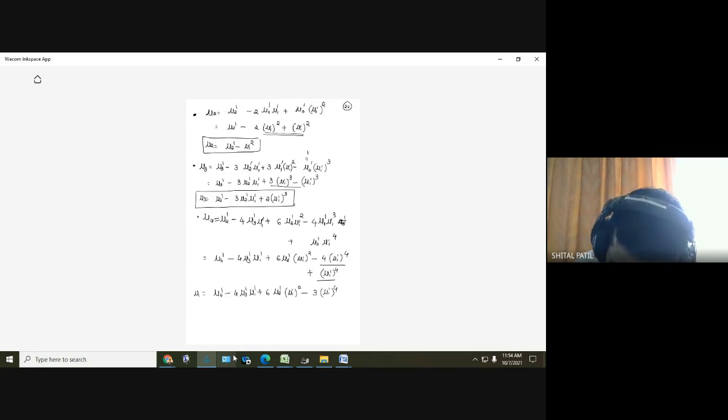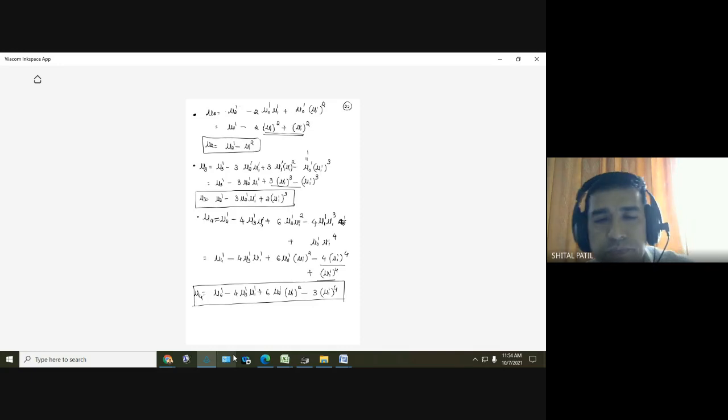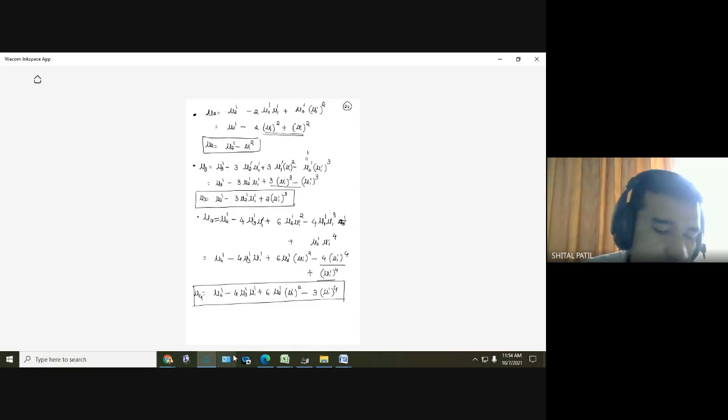This is the formula to find mu4. Very important, huh? Formula is required again and again, so we have to remember it. Clear? आगे समझ में आपको? Any doubt here? कुछ doubt है इस formulas में?